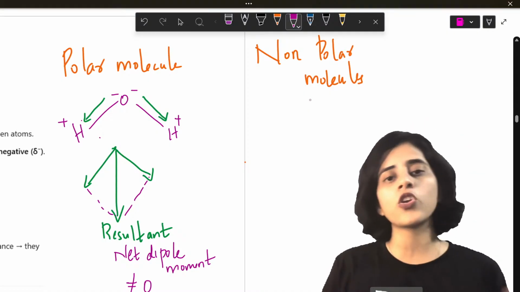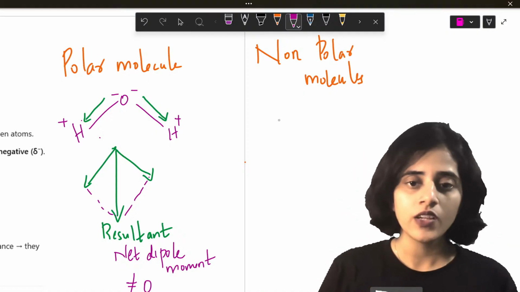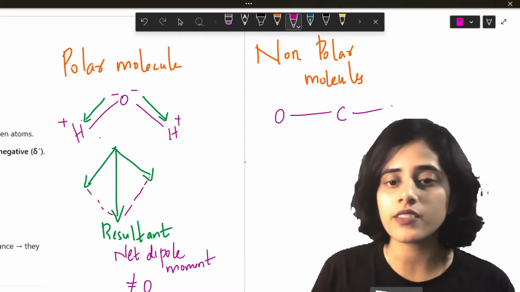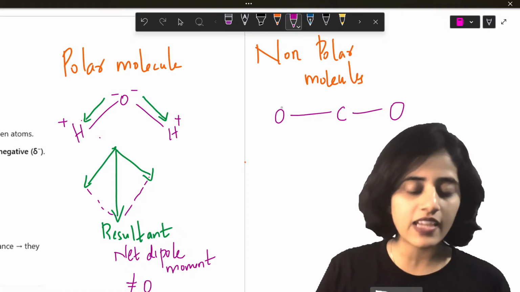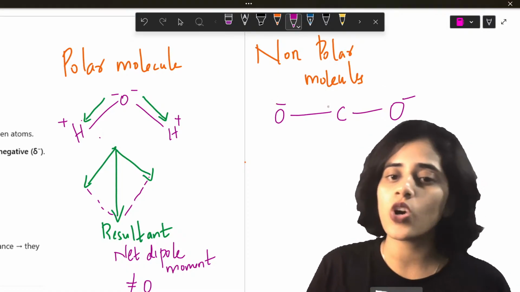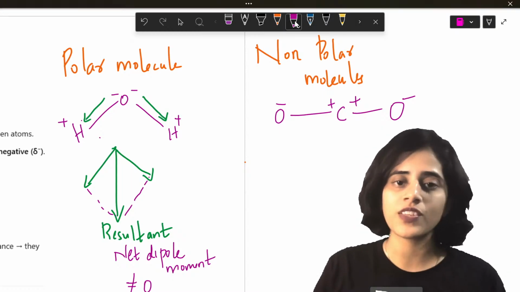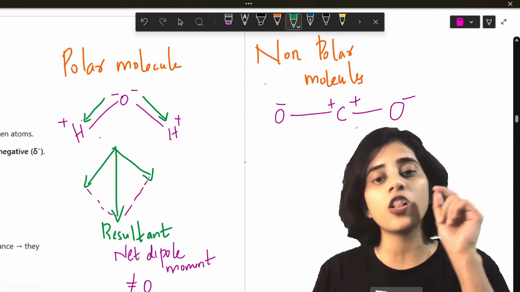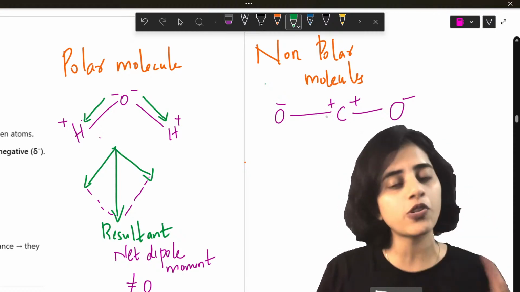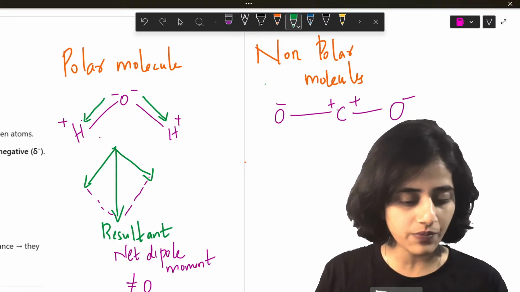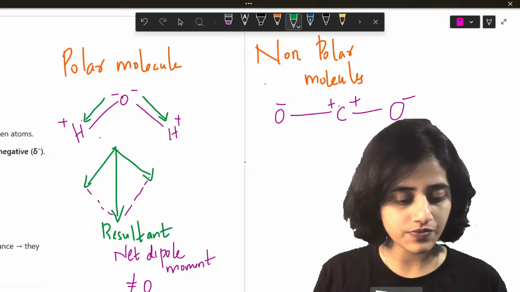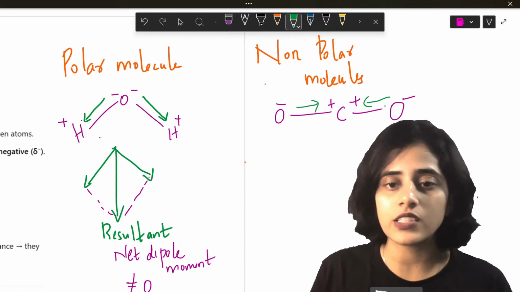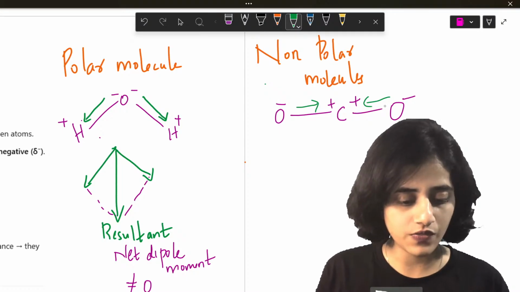So for a non-polar molecule, what should I take? Shall I take CO2? Okay. So let's take CO2. So there's oxygen, there's carbon, there's another oxygen. Oxygen is negative. We know that. So obviously carbon has to be positive. That's why they're able to make a bond. Dipoles always move from negative to positive. So this will be the direction of the dipole. Negative to positive.